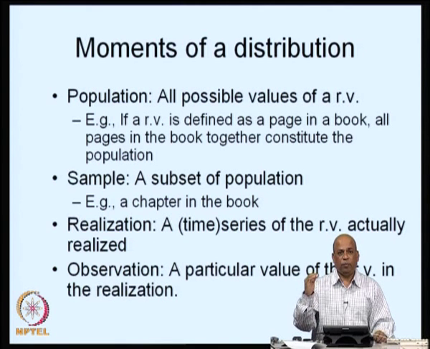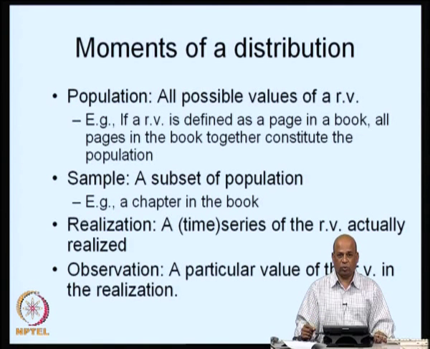So, from the population you have a subset which is called a sample, and we have a realization, which is generally used in the time series sense, where the values that the random variable has actually taken are called a realization, and a particular value in the realization. Let us say you are talking about flow in the June month of 1977, which has been observed already. A particular value in the realization is called the observation.